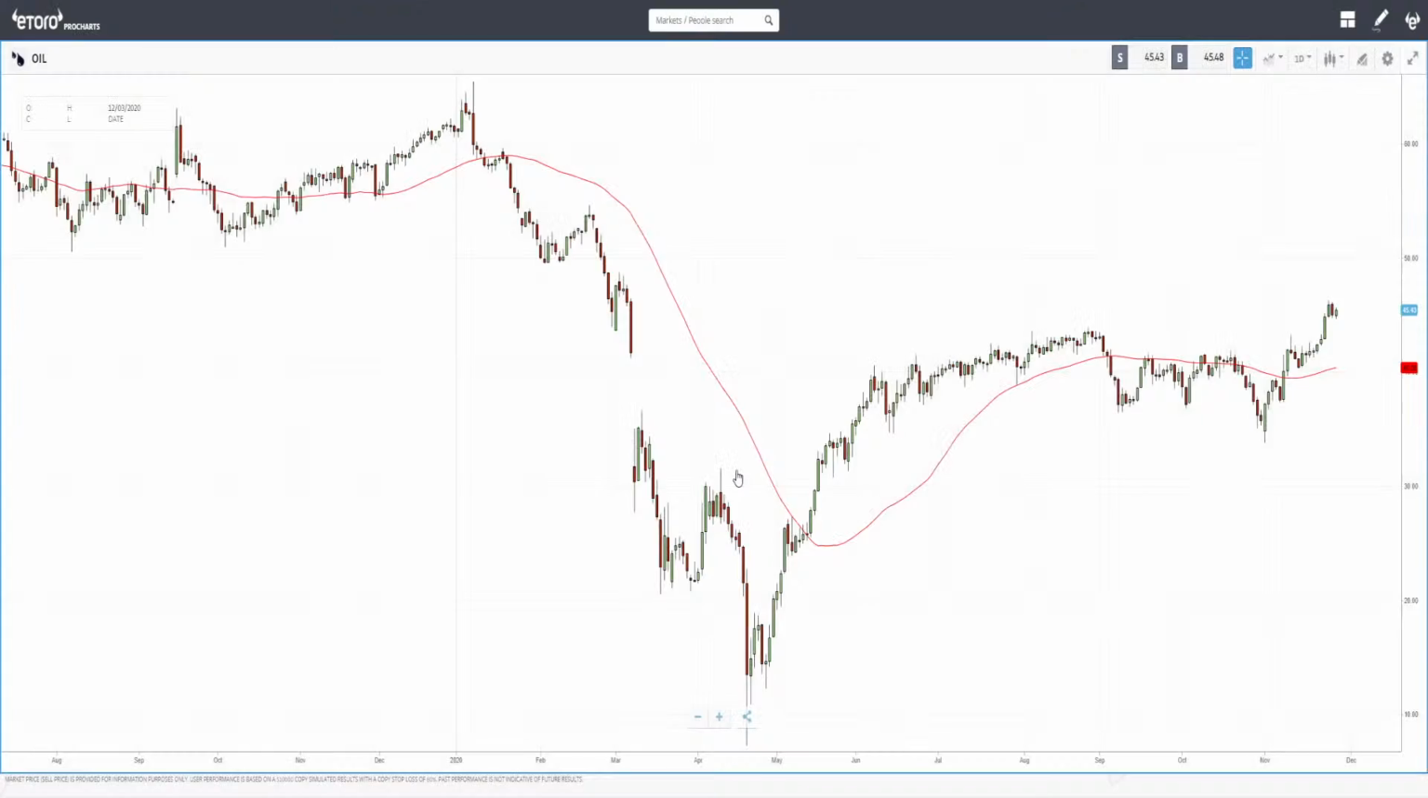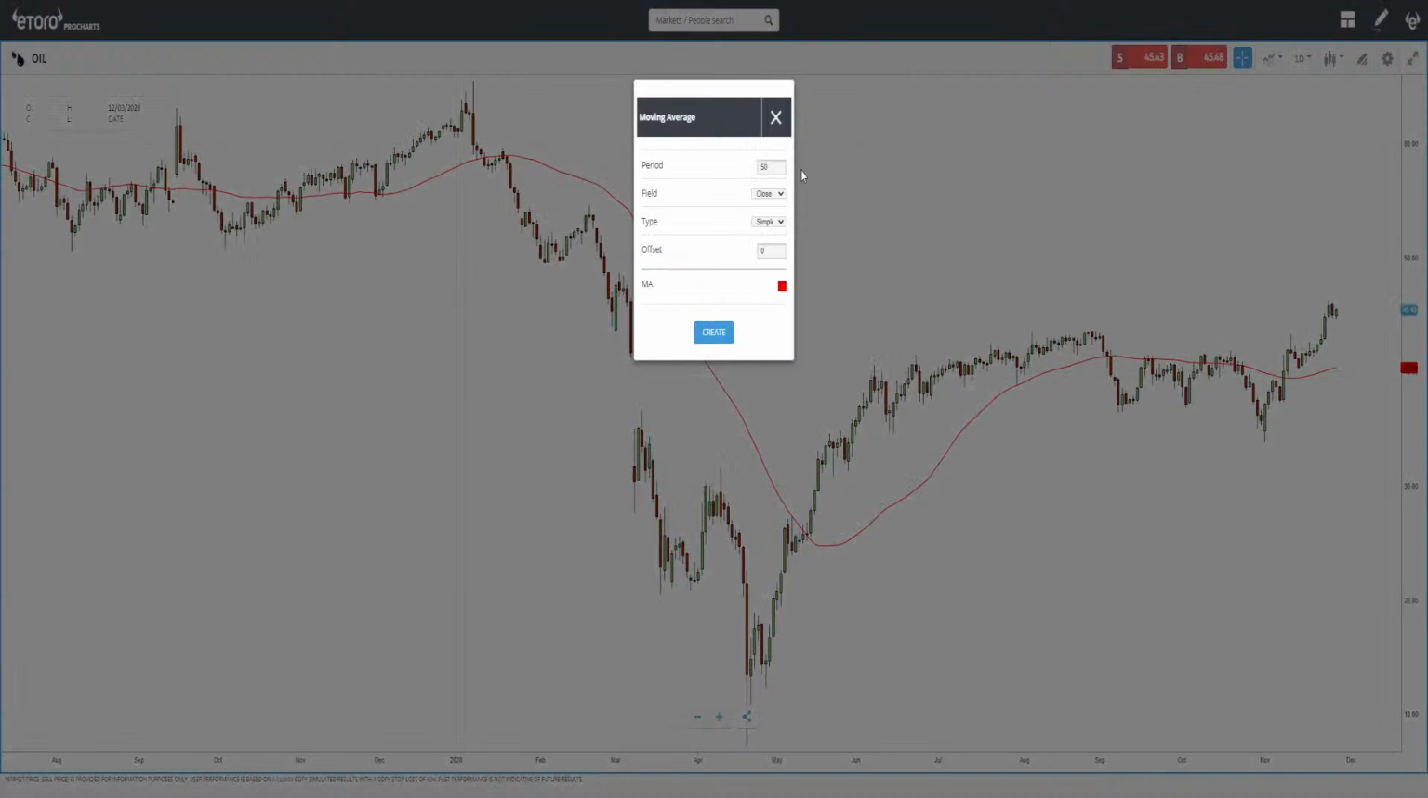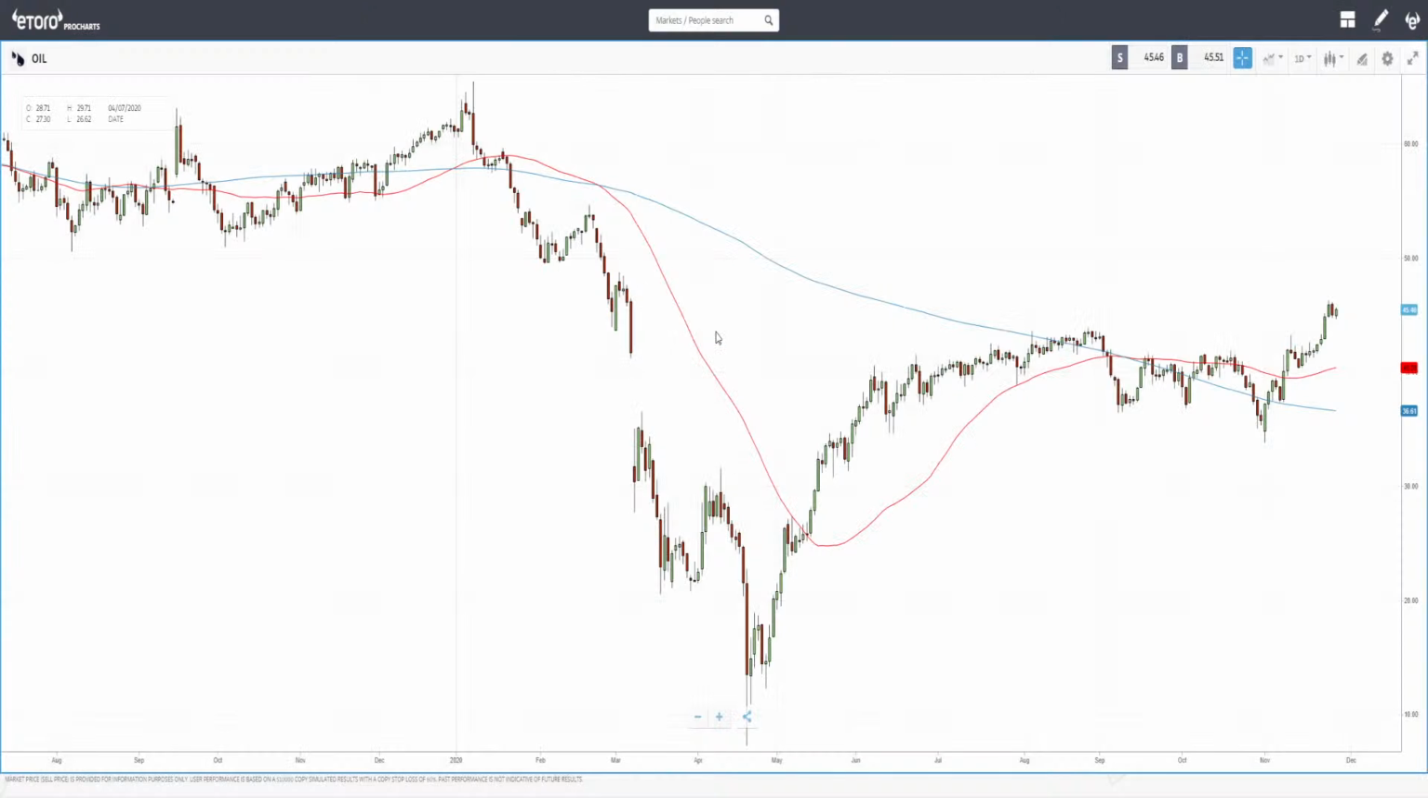So if you click the moving average, instead of having 50, you write 200. And we are still in the simple moving average and not exponential. You can choose another color, for example, blue, and then click create. So now we have the 50 moving average as the red one, and the 200 moving average as the blue one.